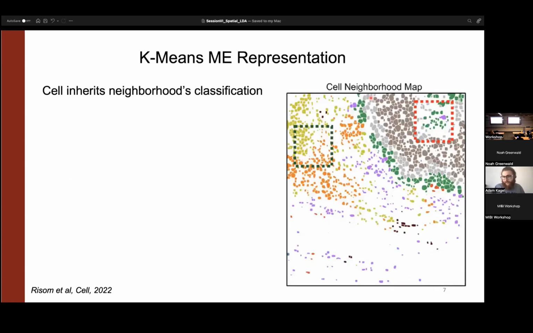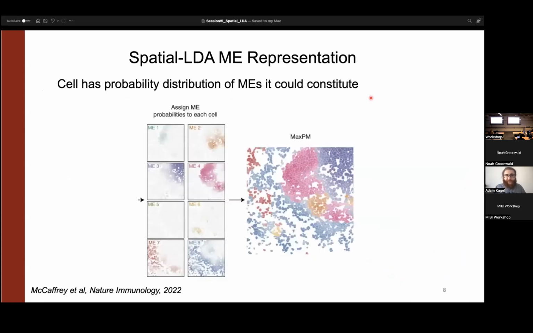And just to rehash what the microenvironment representation looks like in k-means, each cell inherits its neighborhood's classification. So it can only have one classification. It can't be smoothly transitioning between two. While in spatial LDA, the cell has a probability distribution of different microenvironments it could constitute. So cells in this region mostly prefer microenvironment 4 here, but there's a little bit of transitioning from microenvironment 3, a little bit of microenvironment 1, and that opens up a lot of possibilities in terms of further downstream analysis.